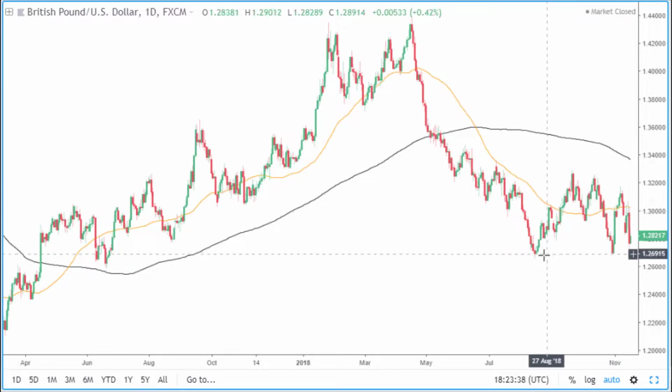we need price to actually break and close below this low before we look for any shorting opportunities. As price is not too far from this area of support, we may see shorting opportunities really soon.